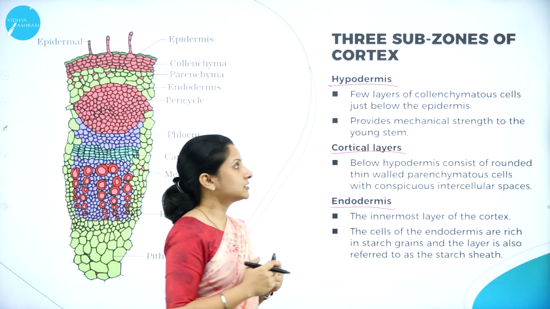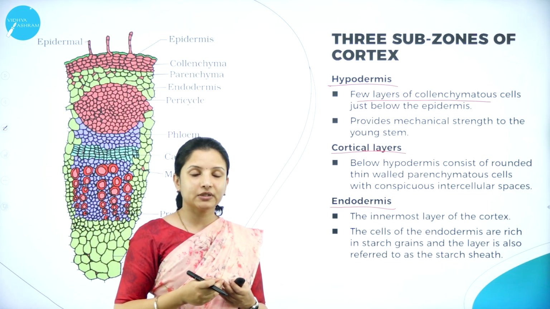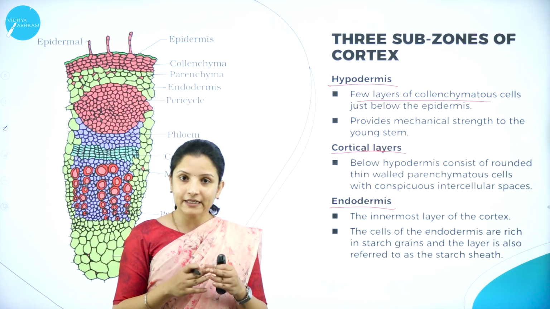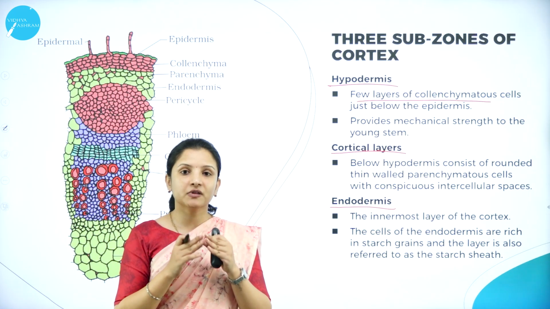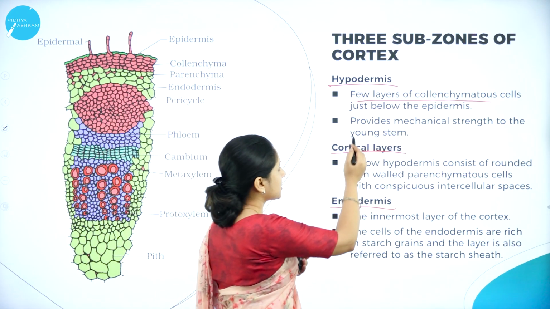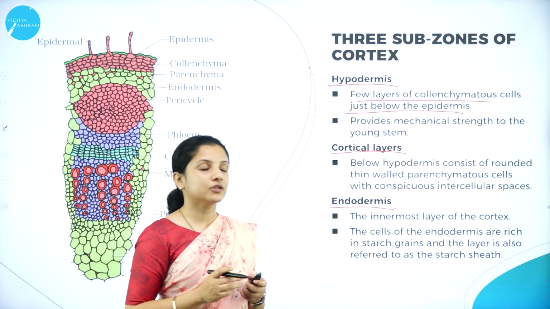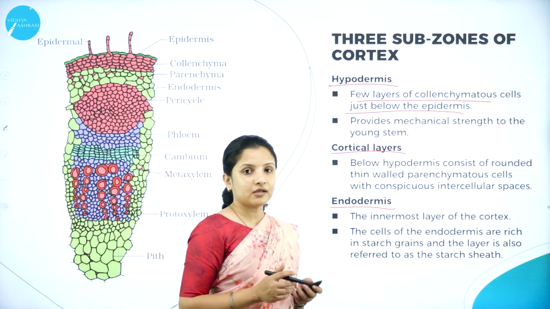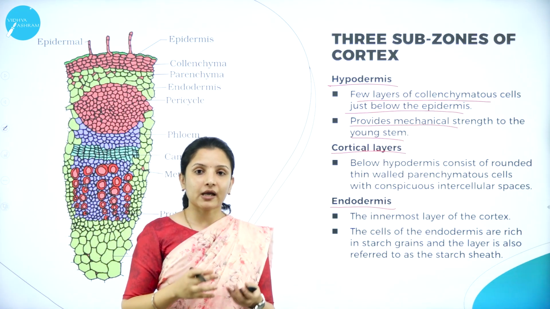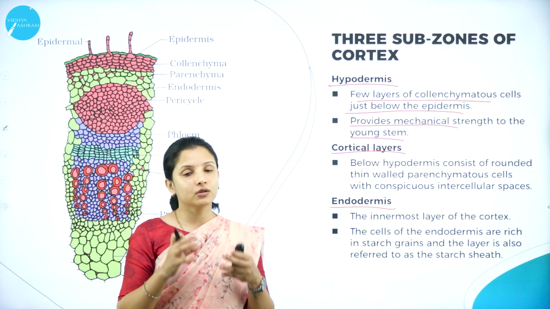From the start of the hypodermis up till the endodermis, it is nothing but the cortex in the case of the dicotyledonous stem. The hypodermis is made up of a few layers of collenchyma cells. So what are collenchyma cells? Those cells which are arranged in a tightly packed manner. Why is it tightly packed? Because they have thickened cell walls at their corners. This collenchyma, present just below the epidermis, provides mechanical support to the young dicot stem. So the main function of the hypodermis is to provide mechanical support, because it is filled with collenchyma cells.